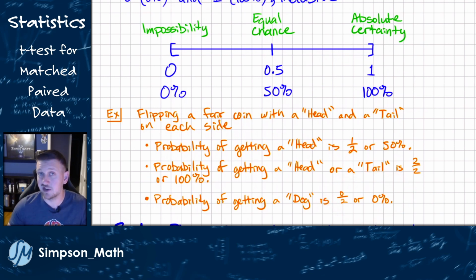The probability of getting, let's say, a dog. My dog's laying over here on the floor. You might hear him click around in a minute.